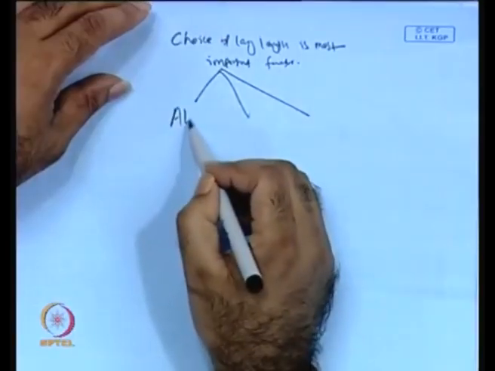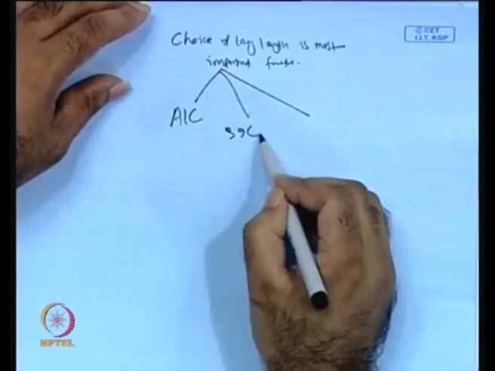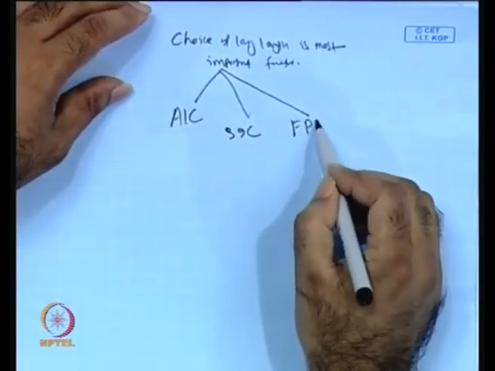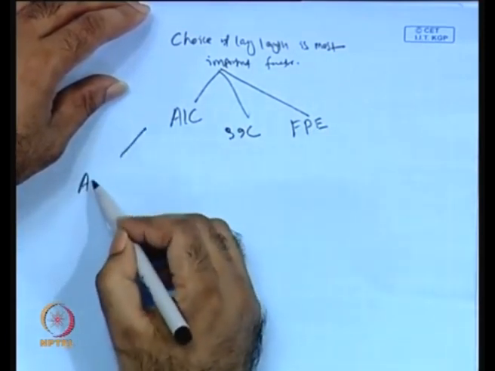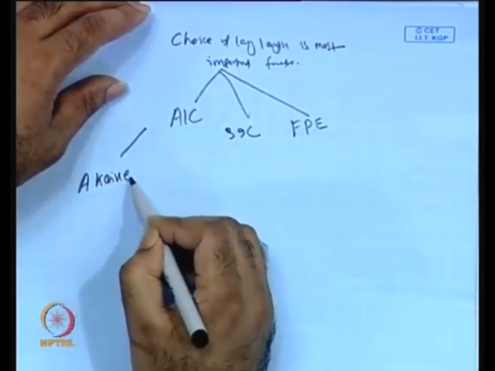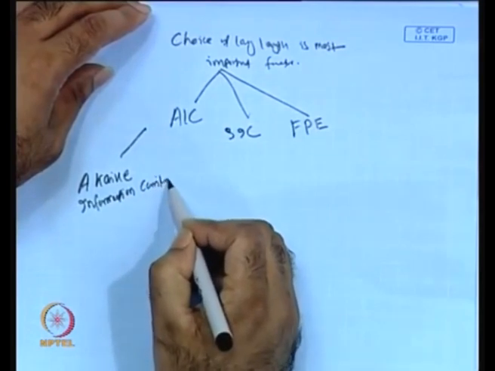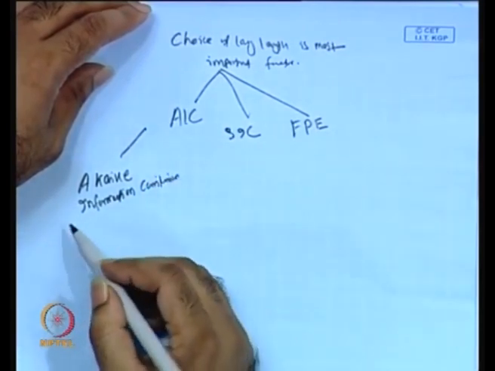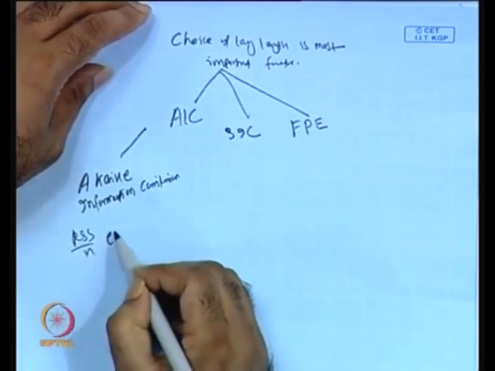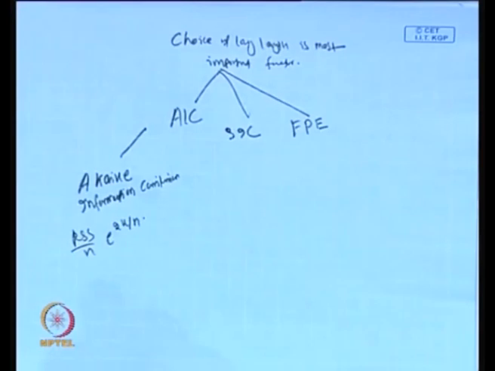the optimum time series model. There are many techniques available. I will give you briefly 3 important criteria through which you can choose this lag length. One is called AIC statistics, then SIC statistics, then FPE, final prediction error. AIC represents Akaike information criteria. The statistic is RSS by n, e to the power 2k by n. This is the formula: RSS by n, e to the power 2k by n.